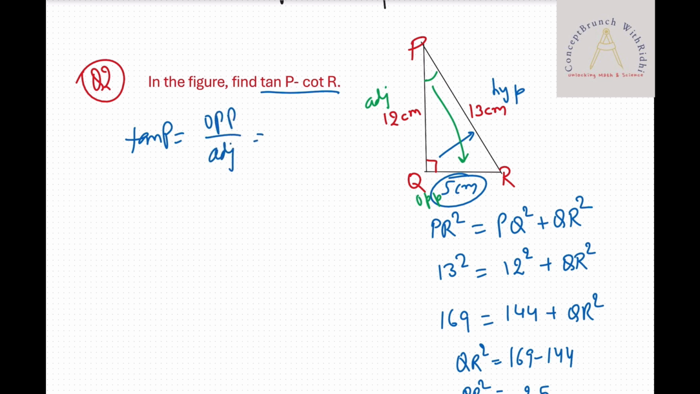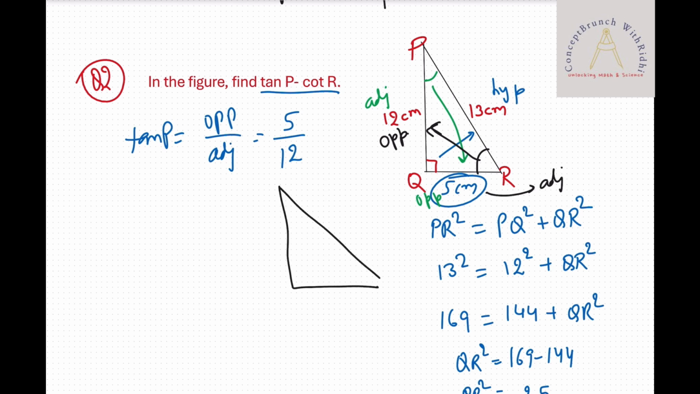So opposite is 5 and the adjacent is 12. Clear? Now second way, we have to find with the help of angle R. So before that, this is your opposite, and the 5 one will become the adjacent. If it is not clear, I'll make the diagram again.